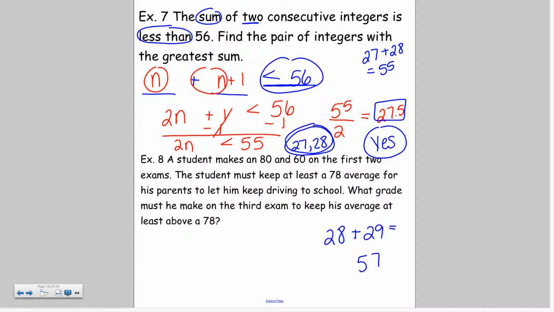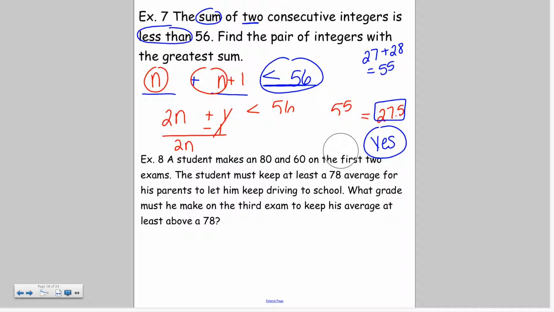You're actually not going to see inequality today, but that's a good opportunity for us to go ahead and talk about that. We have one more example.